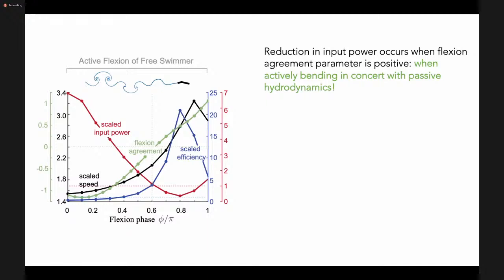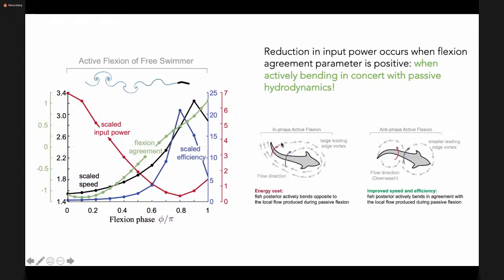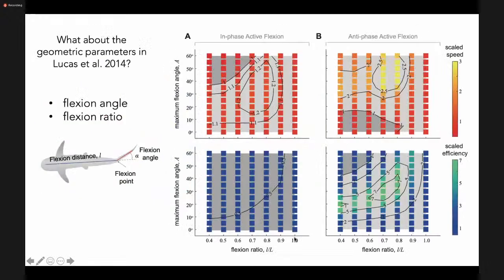So basically, I'm just repeating my message here, that actively bending in agreement with the local flow is helpful. And to come back to the original question that I started from, which is, what about this flexion angle and flexion ratio? We said that most, at least from the data set that we started from, most fish have converged to having this bending occur at 2/3 from the head and about 30 degrees angle.